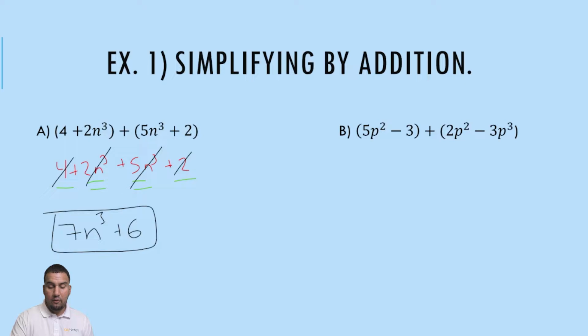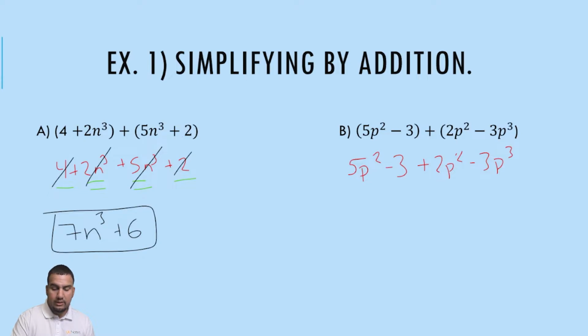So for B, I'm going to look at two polynomials, and I'm adding them. Because of that, I'm going to ask myself, what number's in front? And I agree that there's a 1 in front. Do I need the 1? No, because if I were to distribute the 1, what happens? It gives you the same thing, so let's ignore it. What I'm going to do is drop both parentheses, and I'm going to have 5p squared minus 3 plus 2p squared minus 3p cubed.